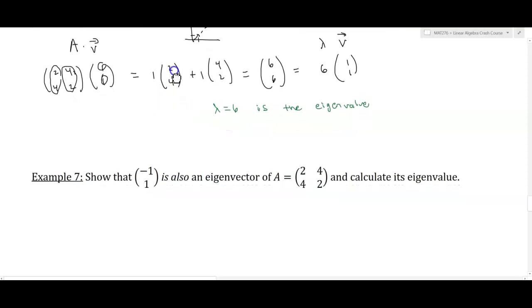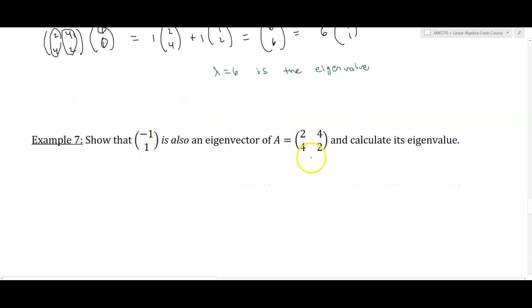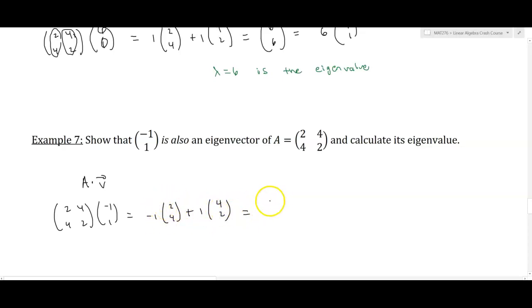Okay, let's do a couple more examples. We're almost done here, and let's show that [-1, 1] is also an eigenvector of that. So again, we're going to multiply it and see if what comes out is just a scaled version of what went in. So [2, 4; 4, 2] multiplied by [-1, 1]. The negative 1 is going to multiply the [2, 4] vector. The positive 1 is going to multiply the [4, 2] vector. And when you add those together, you're going to get negative 2, which is negative 2 plus 4, and then negative 4 plus 2 is negative 2.